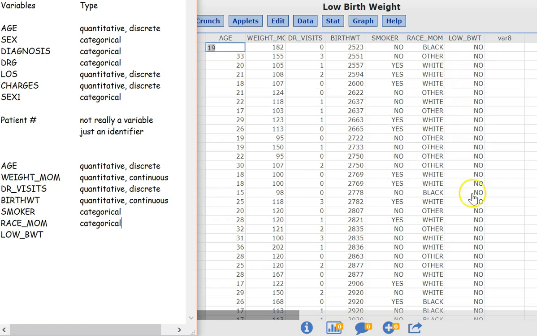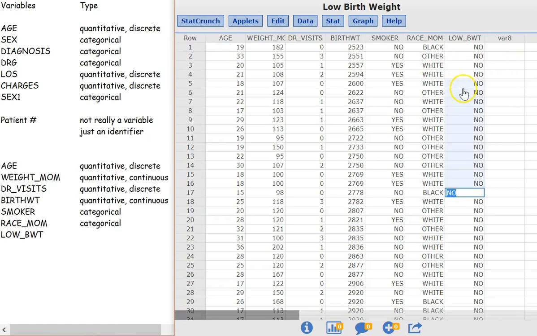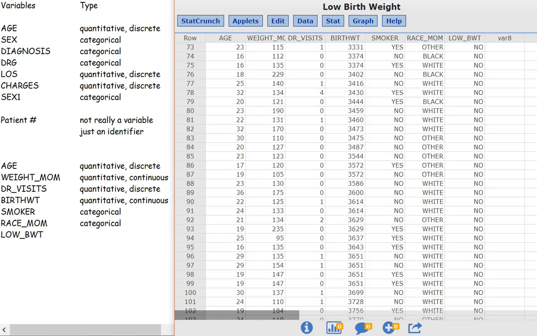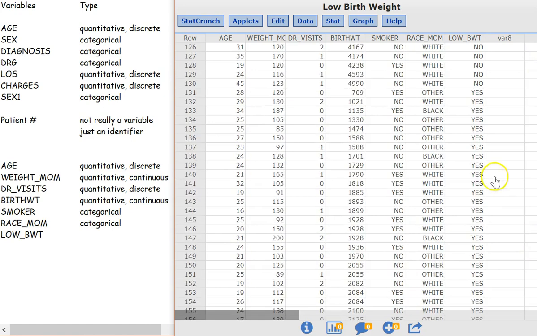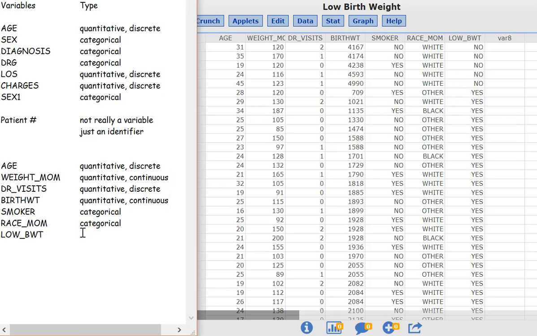And the last one is the low BWT, which just identifies whether the baby was less than 2,500 grams or not. So here we have a bunch of no's. If we scroll down in the data set, all the yeses, so all the low birth weight babies are down here. So since this is just two different categories of whether they are low birth weight or not, then it's a categorical variable.